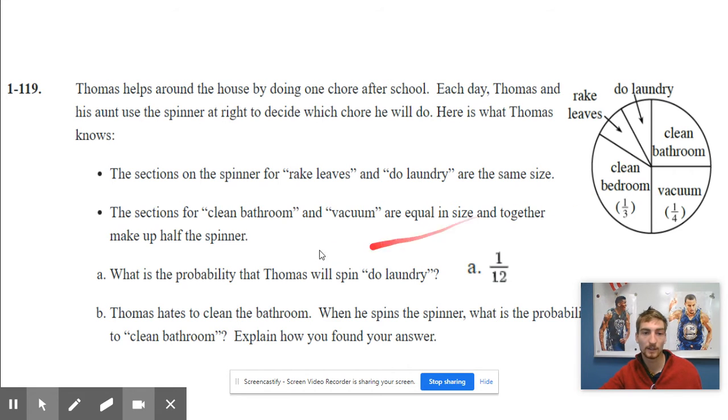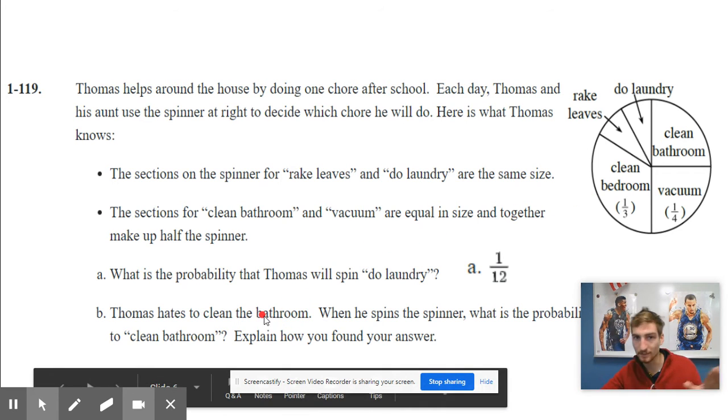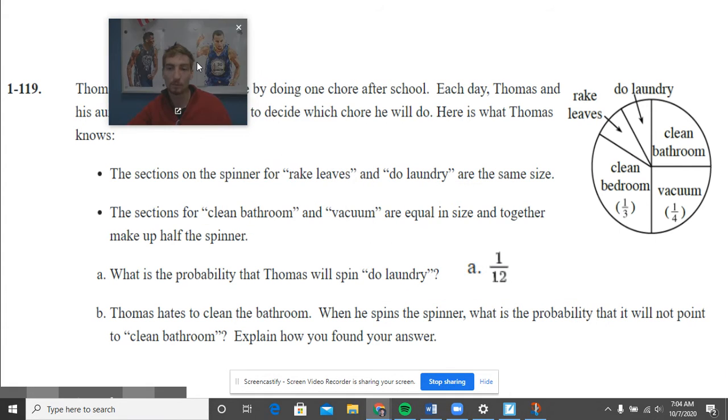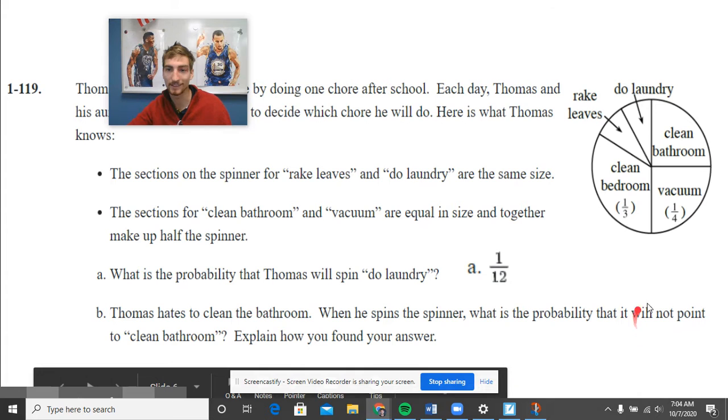Now we're looking at the bathroom because Thomas hates to clean the bathroom. When he spins the spinner, what is the probability that it will not, keyword not, because I don't want to land on it, land on clean bathroom? Explain how you found your answer. Take some time, answer this one.